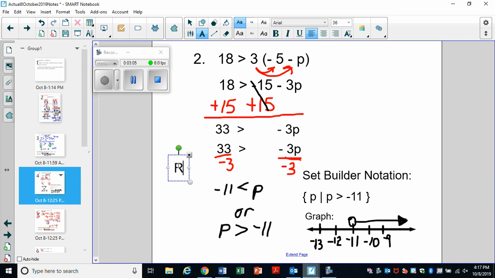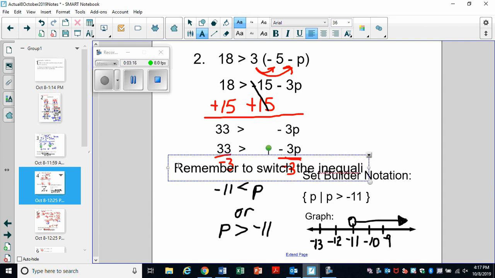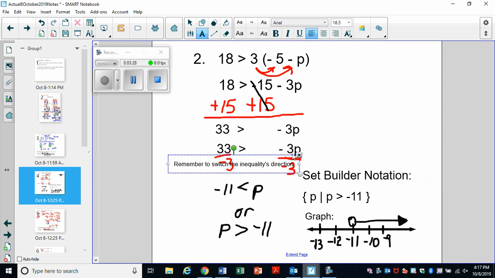So I will add that in. Switch the inequality's direction. And that's because we divided by a negative.